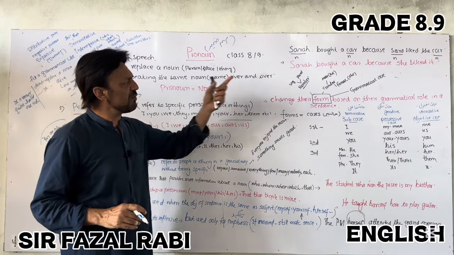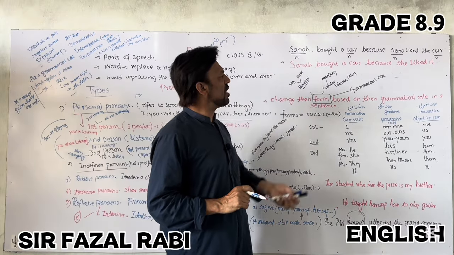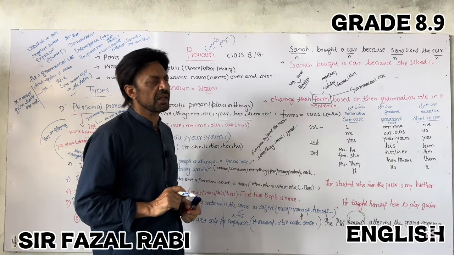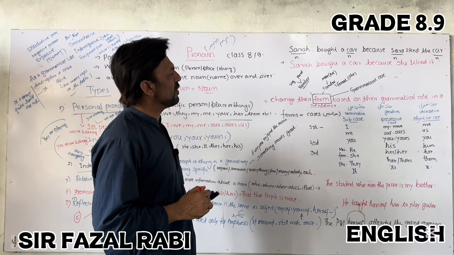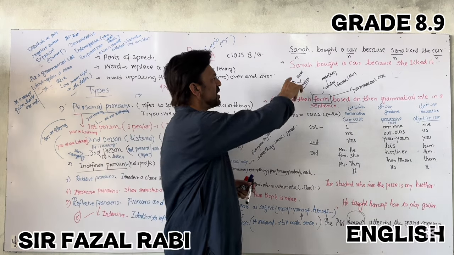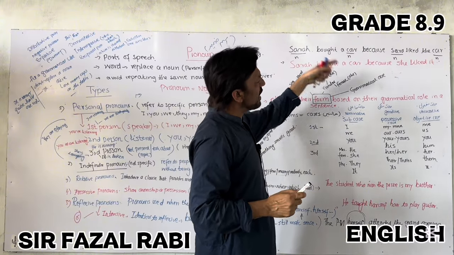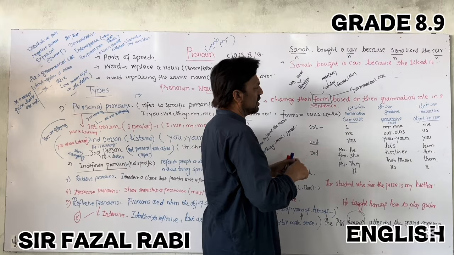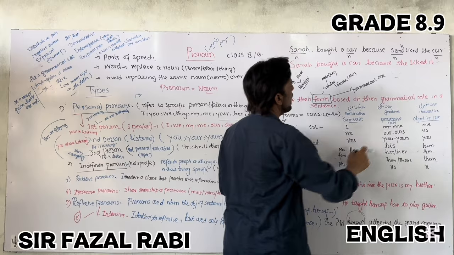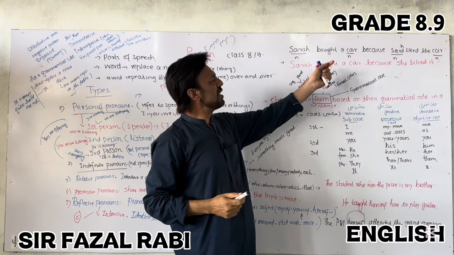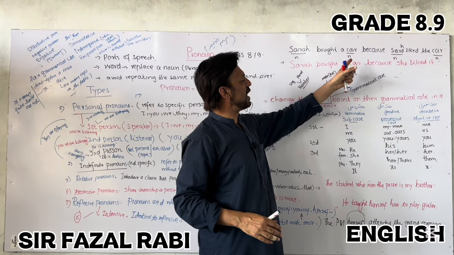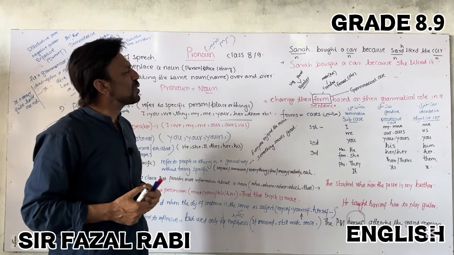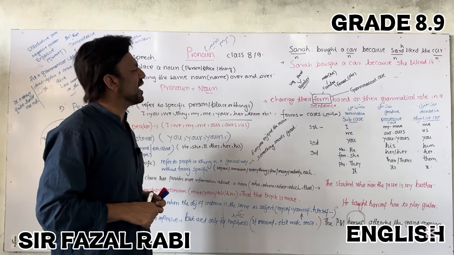Let's come to the example. Here we have a sentence: Sarah bought a car because Sarah liked the car. Look at this sentence. Here we have a repetition of the noun. You see Sarah here, and again it is repeated over here. Sarah liked the car. Another noun, a car, is also repeated. So it doesn't look good, its tone is not good.